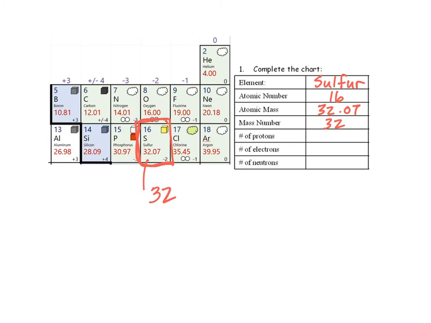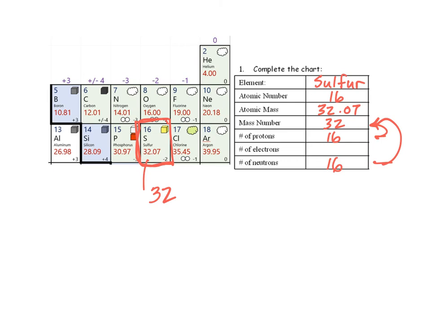Number of protons, well, that is exactly the same thing as the atomic number. Now, remember that a mass number is the number of protons and neutrons added together. Therefore, how many neutrons are there? There would have to be 16 neutrons, so 16 plus 16 adds up to 32, the mass number.